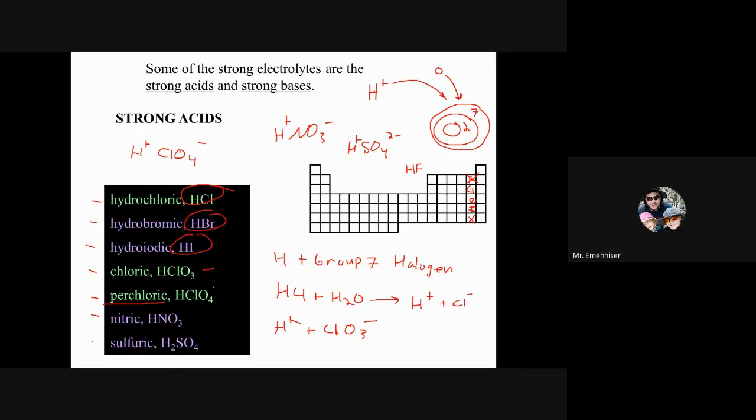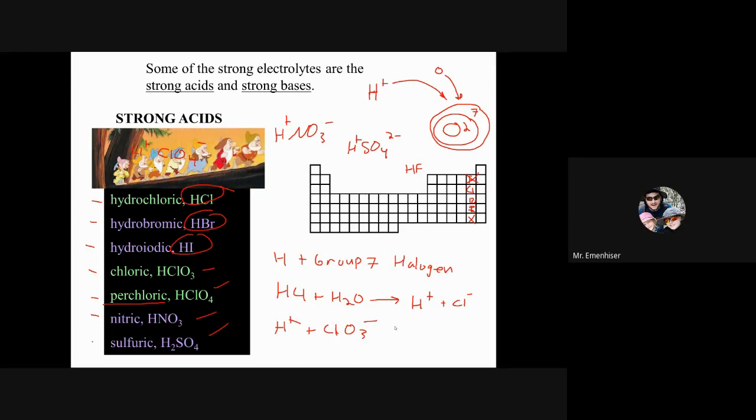And then you've got chloric, perchloric, nitric, and sulfuric. And these are all going to break down 100% in solution to make strong acids. The definition of a strong acid is a substance that breaks down completely. It doesn't necessarily mean that the acid is dangerous. All acids are dangerous, but when we say strong acid, we don't mean more dangerous. We mean that it dissolves 100% completely.